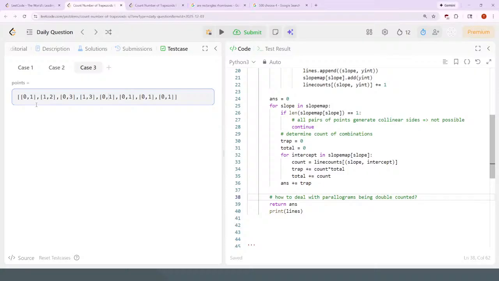0, 0, 1, 1, oh, those are actually vertical. 0, 1, 1, 2, 0, 3, yeah, I screwed up. 0, 1, I think I need 3 points in order to make 2 things. 1, 2, 3, 4, 5, 6, 7, 8, 9, 10, 11, 12.